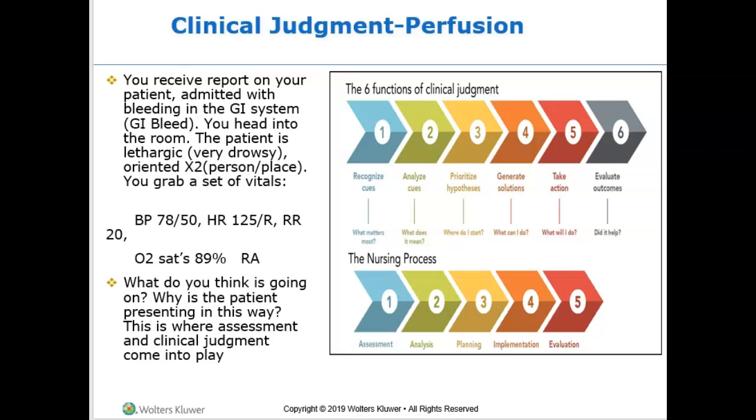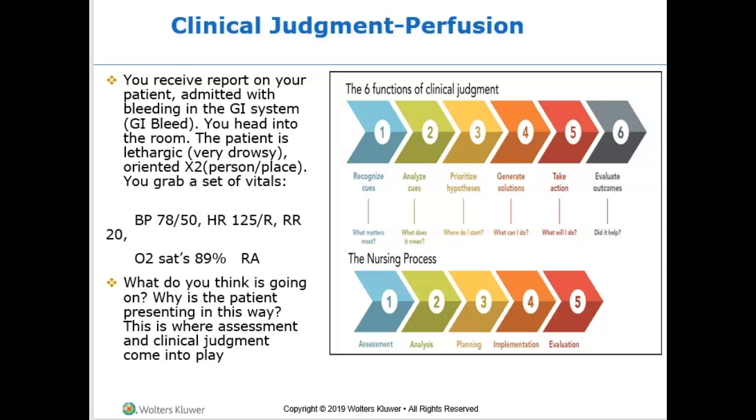But my first thing, I want to put oxygen on them, and I want to get an order to give a bolus of fluids. So why do I want to give them fluids? I want to give them fluids because they don't have enough volume to keep their pressures up because they're bleeding out. So the first thing I can do is dump some fluids into them.